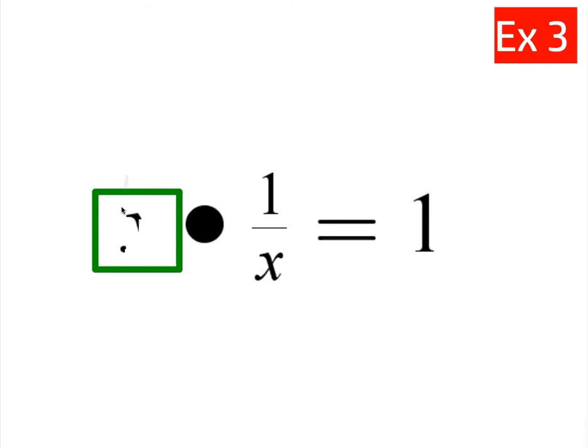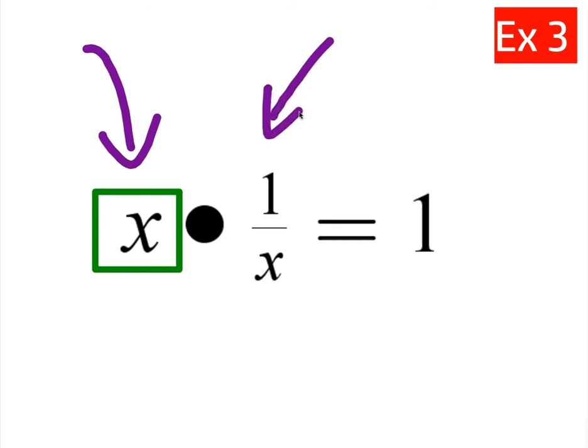So I'll go ahead and show you the answer. X times 1 over x gives you 1. And remember, x is just like variable a. So a times 1 over a gives you 1. Any number x times 1 divided by x gives you 1.